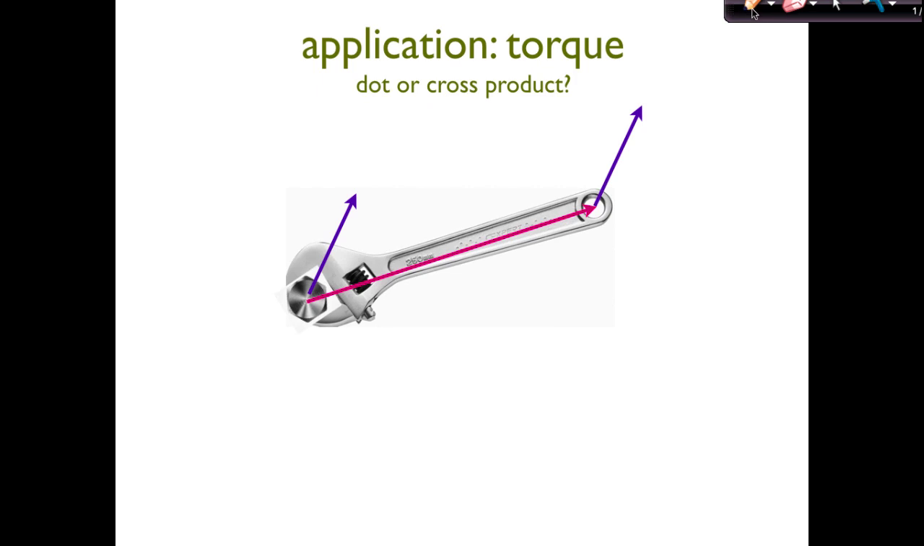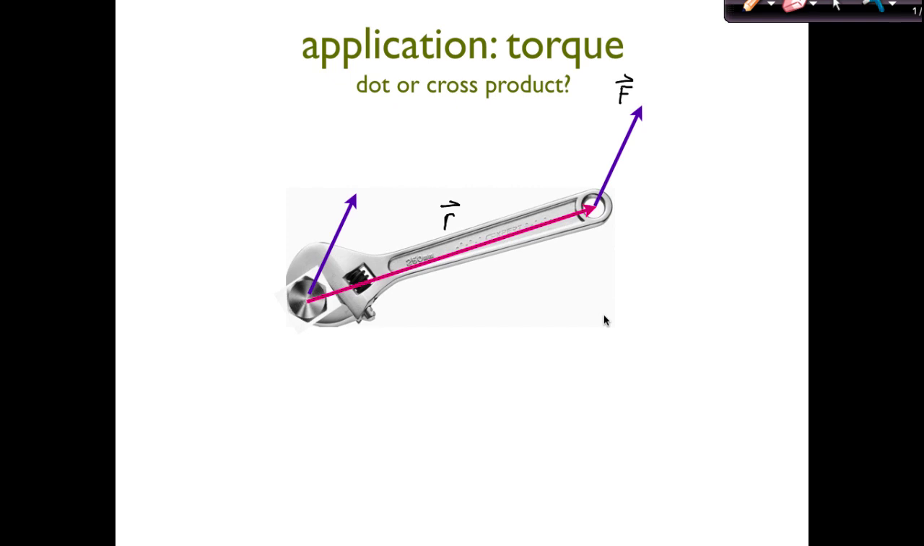So this is a force vector right here. And this is called the radial vector. So it's a vector from the center of rotation to where you're applying the force. Okay, so R is the vector, it stands for radius. It's from the center of rotation, the bolt in this case, to where you're applying the force.